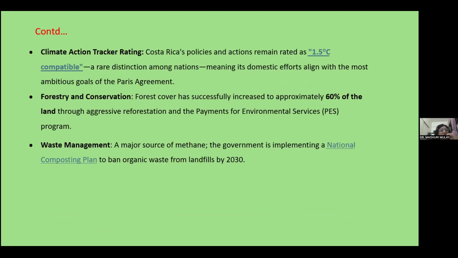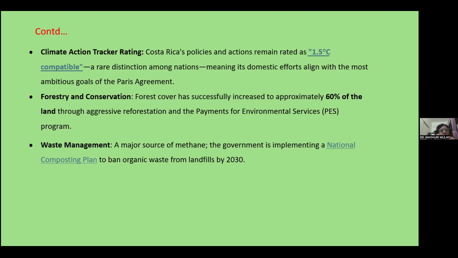Next, the Climate Action Tracker rating. Costa Rica's policies and actions remain rated as 1.5 degrees Celsius compatible, a rare distinction among nations, meaning its domestic efforts align with the most ambitious goal of the Paris Agreement. Just now we discussed this 1.5 degrees Celsius.